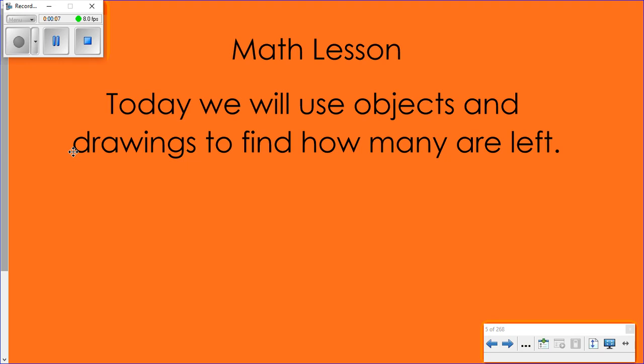This is our math lesson. It's just like our smartboard at school. So today we will use objects and drawings to find how many are left. Let's take a look.